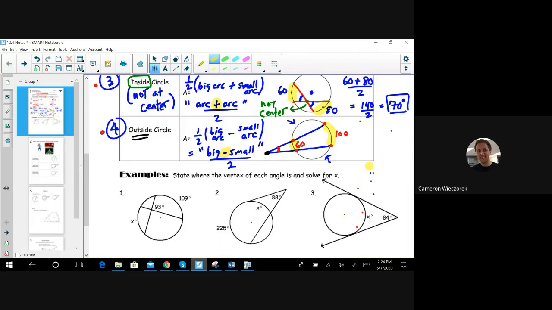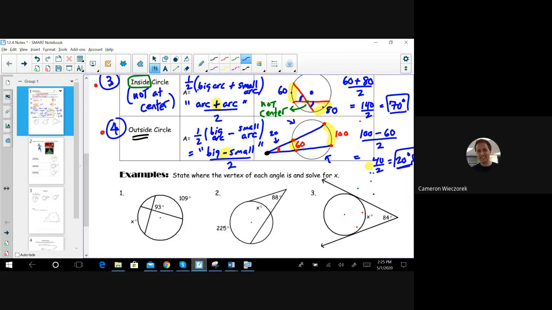Okay? So for the one I just made up, all I would do to get this red angle on the outside is I would take the outer arc, the bigger one, which is 100 degrees. I would subtract the inner one, which is 60 degrees, the smaller one, and think of it as dividing it by 2 or multiplying it out front by a half. Same thing. This would be 40 divided by 2, which is a 20-degree angle. So this angle on the outside here would be 20.